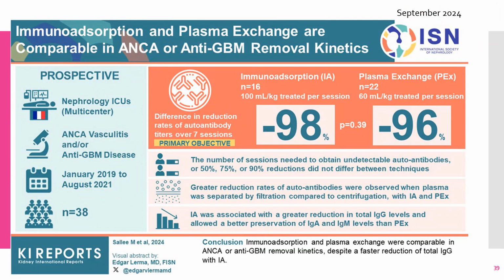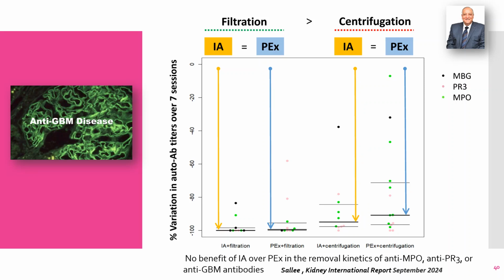In a recent trial comparing immune adsorption and plasma exchange for patients with ANCA or anti-GBM removal kinetics, it was concluded that immune adsorption and plasma exchange were comparable in the removal kinetics, despite faster reduction of total immunoglobulin IgG with the immune adsorption technique, with no further benefits of immune adsorption over plasma exchange in the removal kinetics of MPO, anti-PR3, or anti-GBM antibodies. And remember that plasma exchange should be continued until anti-GBM titer is undetectable.